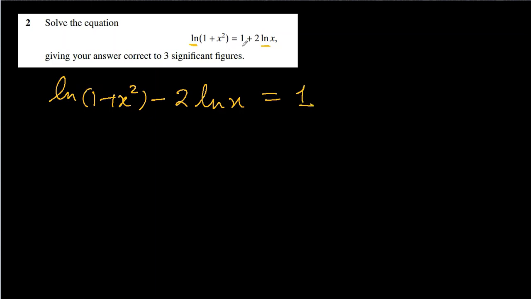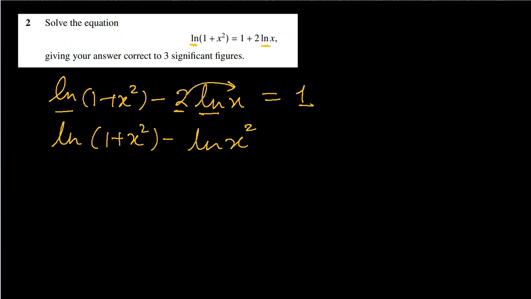So 1 remains on the right side, but ln came to the left side. Now we want to combine this ln and this ln, but this 2 will stop us. We can't combine them without removing this 2. So let's remove this 2 by doing what? By making this the exponent of the content of the ln, x². This 2 goes and becomes the exponent of x.